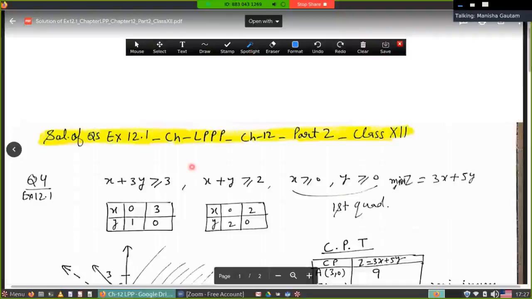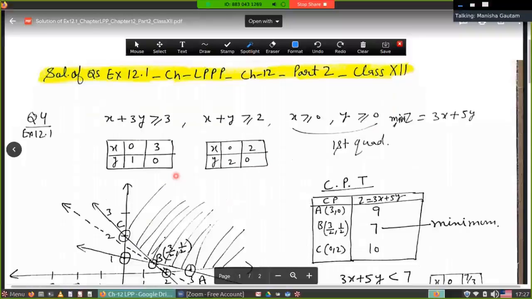Here we will discuss question number 4, whose inequalities are given to you. x + 3y ≥ 3, x + y ≥ 2, x ≥ 0, y ≥ 0, and you have to minimize z = 3x + 5y.